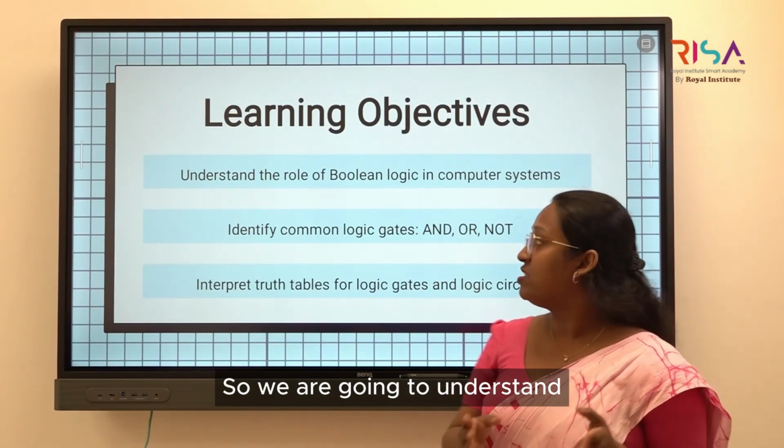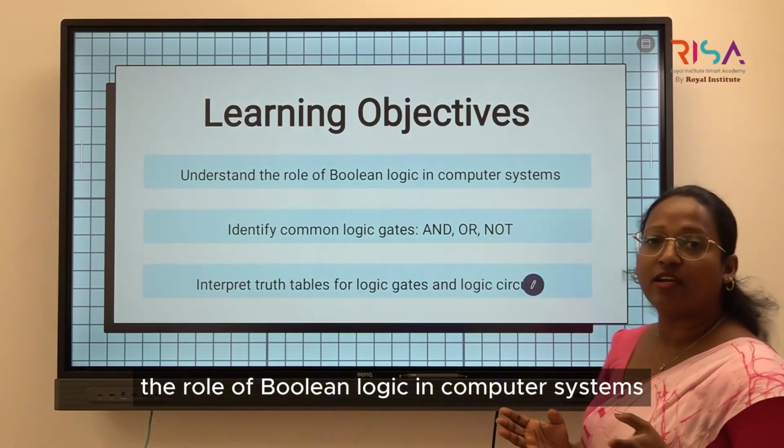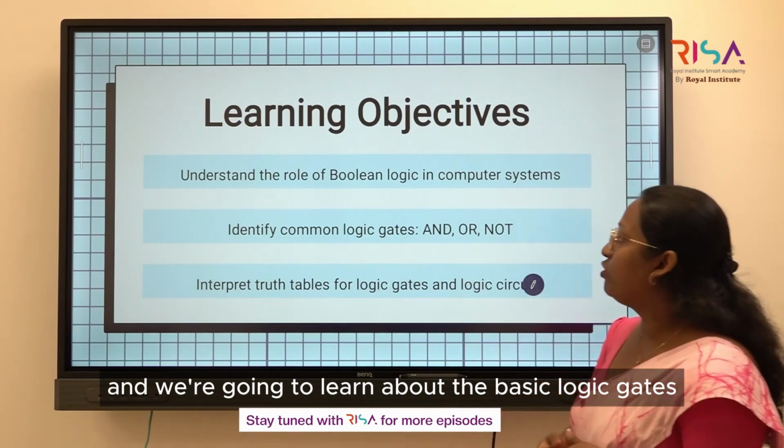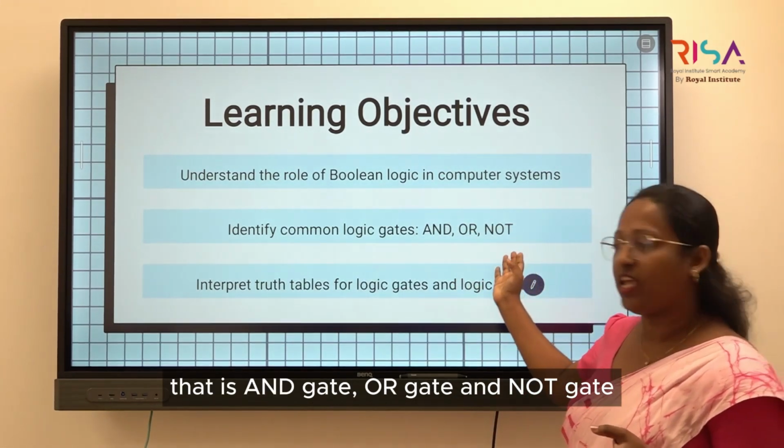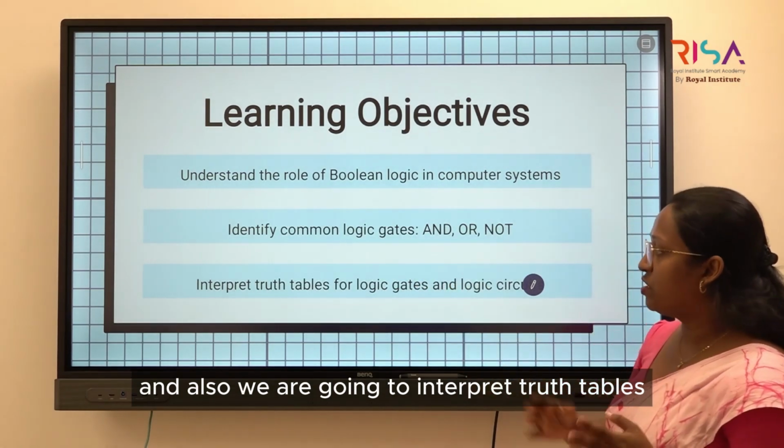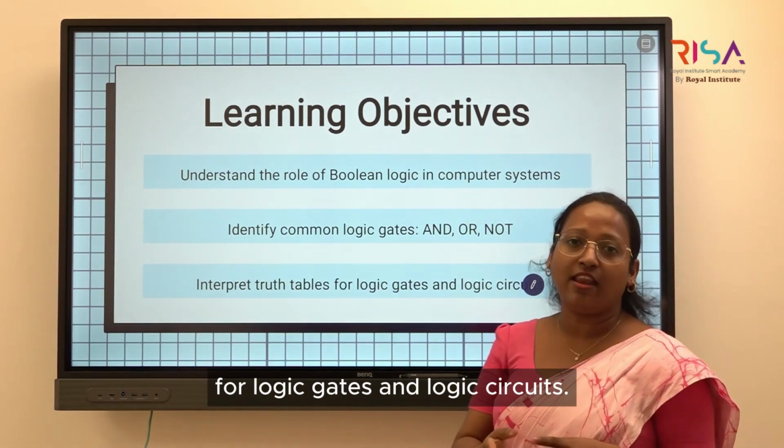So we are going to understand the role of Boolean logic in computer systems, and we're going to learn about the basic logic gates, that is the AND gate, OR gate, and NOT gate. And also we are going to interpret truth tables for logic gates and logic circuits.